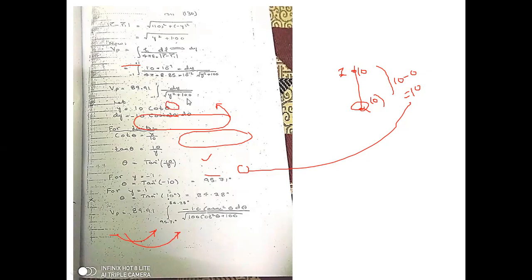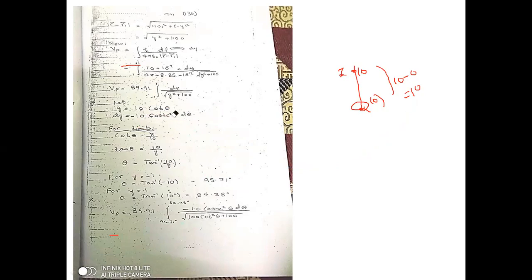Now the integration of this is not possible directly, so for that purpose we have to convert this y into a spherical coordinate system, into some trigonometric function so that our calculation becomes easy. So let's suppose y is equal to 10 cotangent theta. Now find the derivative with respect to theta, so that dy may be converted to d theta.